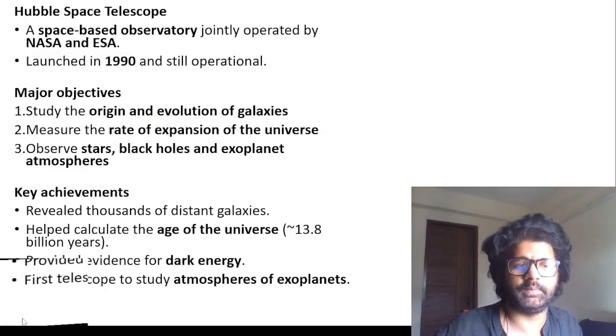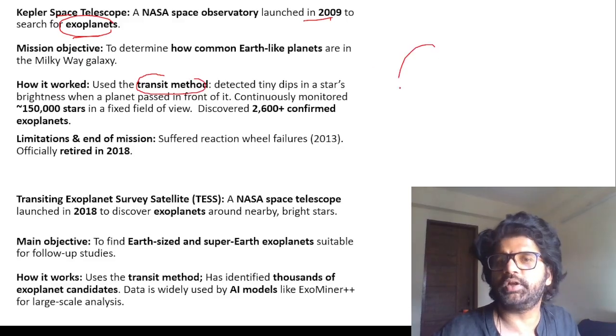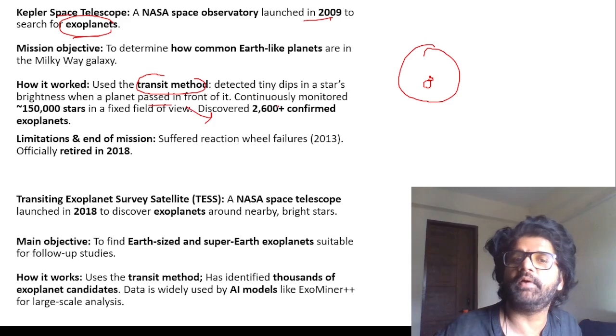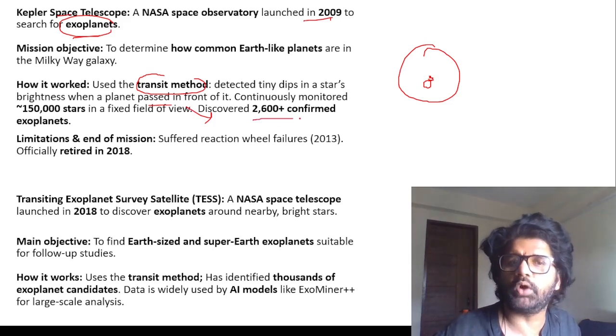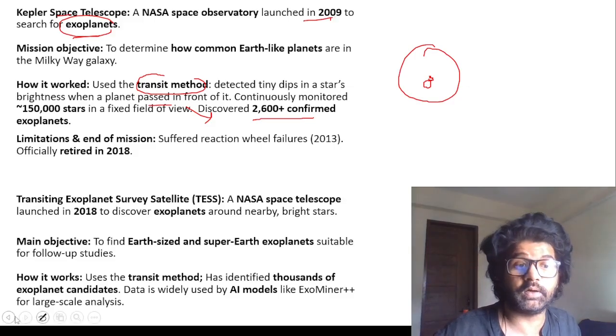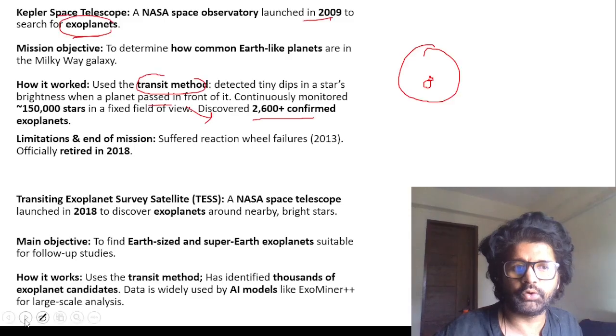Then you have Kepler, and then now you have TESS. Kepler Space Telescope, 2009, again searching for exoplanets. There is a property they use, the transit method. Transit method means, let's say there is a sun, and some planet passes in front of it. There will be a dip in the brightness of that star. When a planet passes in front of it, via that they were discovering exoplanets. 2,600 plus confirmed exoplanets by Kepler. Remember, Hubble, Kepler, TESS, Transiting Exoplanet Survey Satellite. Which came first? The chronology part.